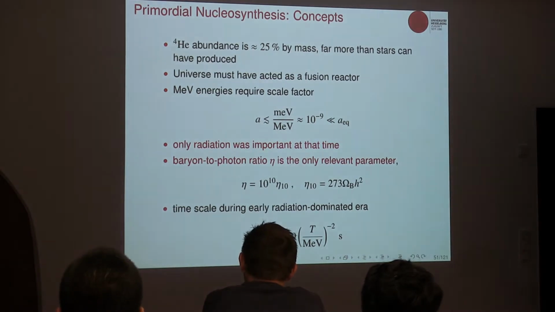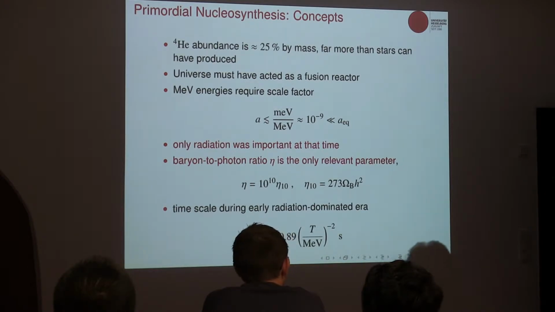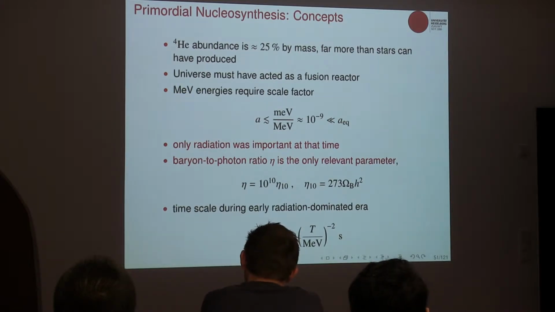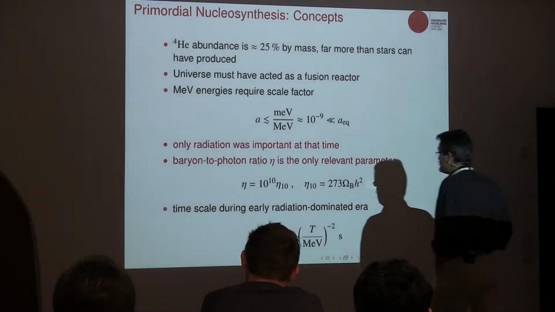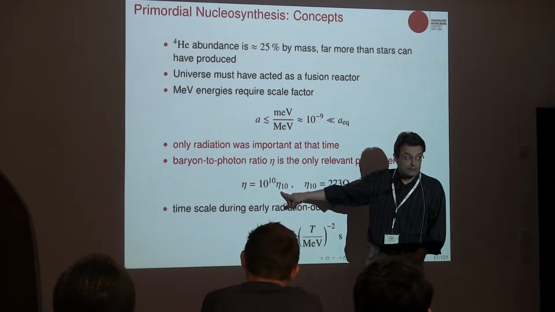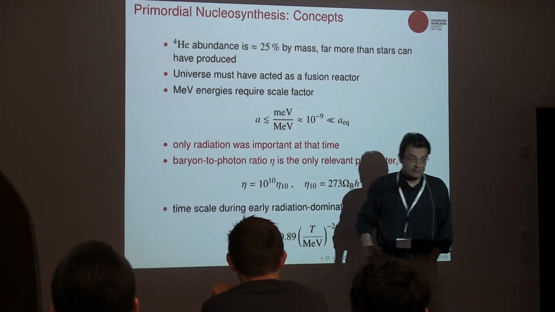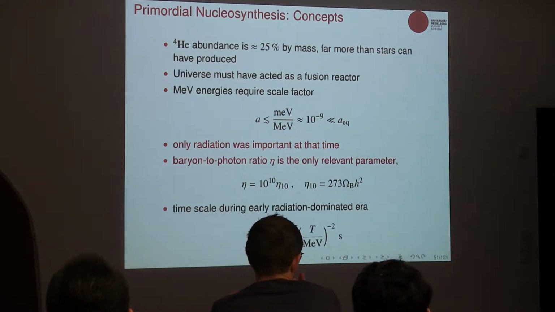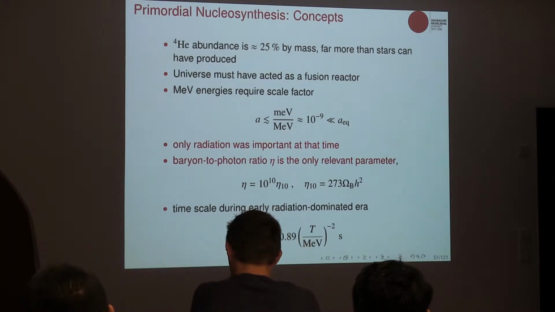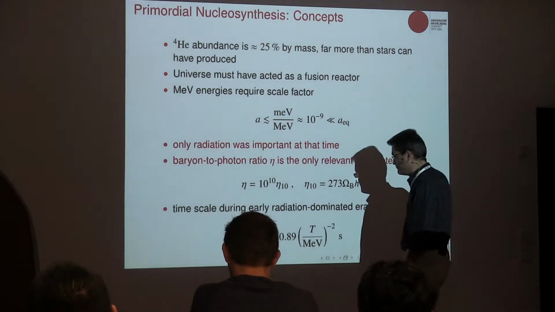Because we are at a time when only radiation controls the expansion speed of the universe. And that is very important, because whatever you assume about the matter content of the universe, choose it as you may, it doesn't matter, it's not relevant. All right, so there is only one parameter that controls the procedure of primordial nucleosynthesis, and this is this eta parameter, right? How many photons do I have per baryon? That's the only relevant parameter.